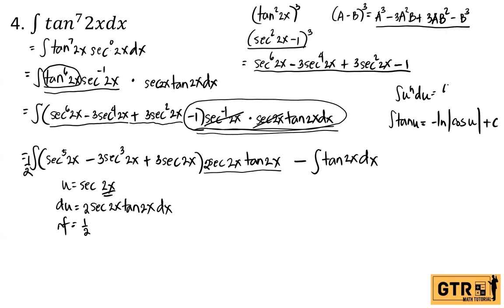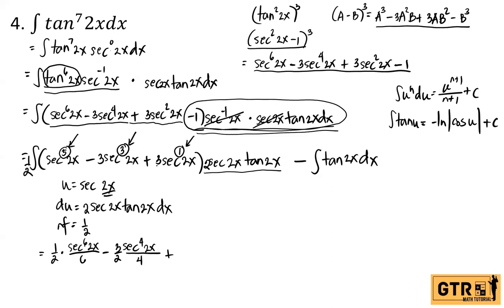So apply the formula for this. We have u to the n plus 1 over n plus 1 plus c. So therefore we have 1 half times, just add 1 to the exponent. So add 1 to the exponent, 5, 3, and the exponent of this is 1. Okay, so 1 half times secant, 5 plus 1. So we have secant to the 6, 2x over 6, minus, so we have 3 here and 1 half, so we have 3 over 2, and then secant, just add 1, secant to the 4th 2x over 4, plus, again, we have 3 and then 1 half, so that is 3 over 2, secant, add 1, so we have squared 2x over 2.